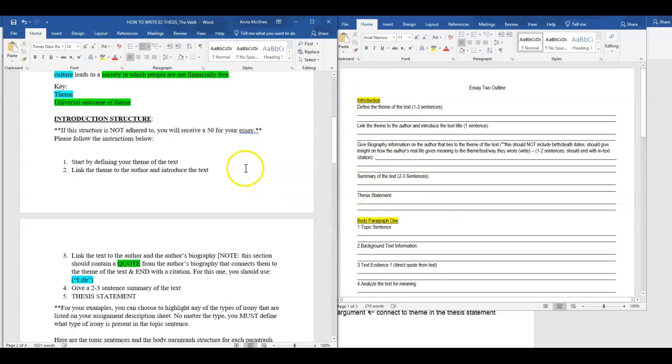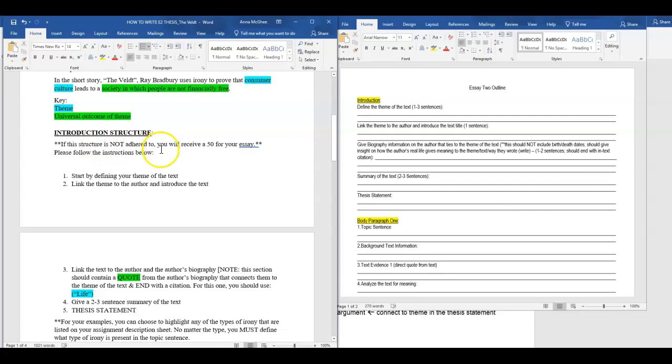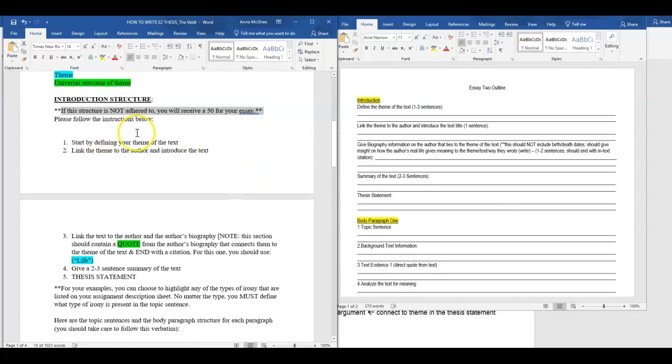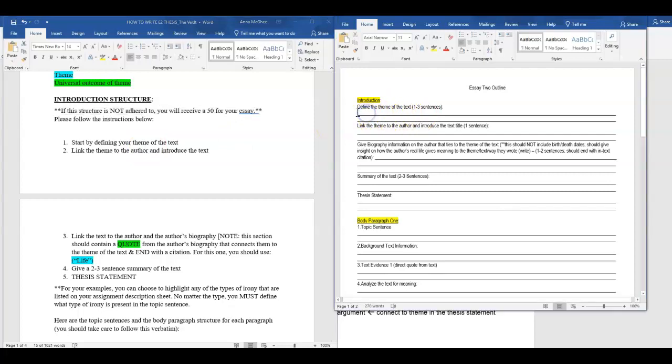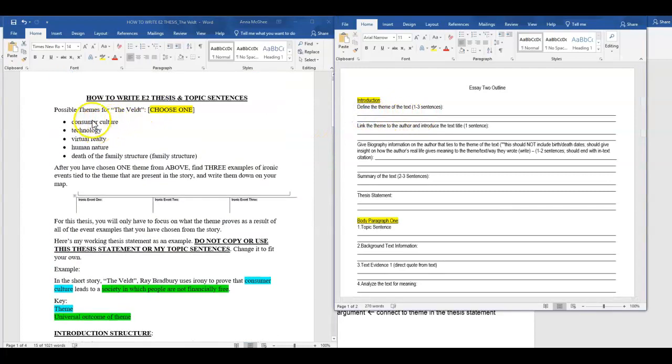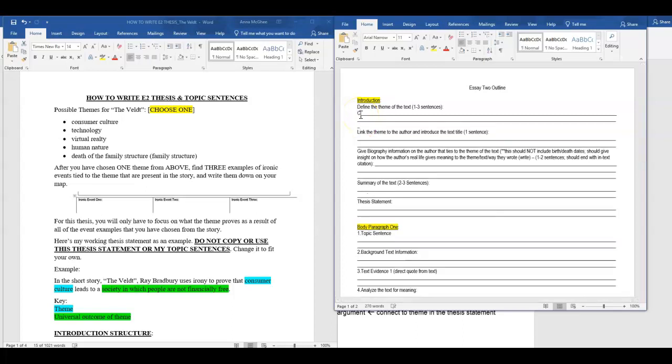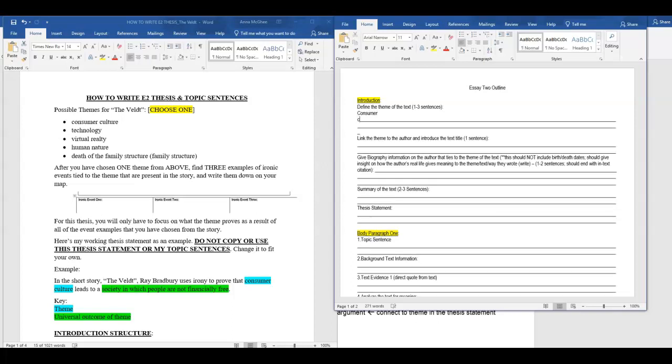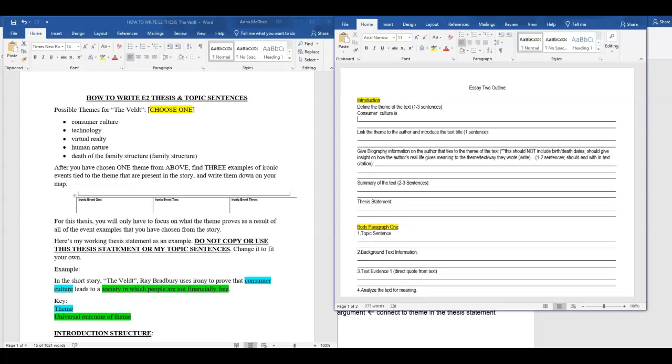Again, please make sure that you are watching the how to write your introduction, because if this structure is not adhered to, you will receive a 50 for your essay. Okay, so the first thing you want to do is start by defining your theme of the text. So literally, whichever one of these you pick will be the first word. So because I have consumer culture, I would start by defining consumer culture. Consumer culture is, and then I will give my own definition of what consumer culture is for the introduction.